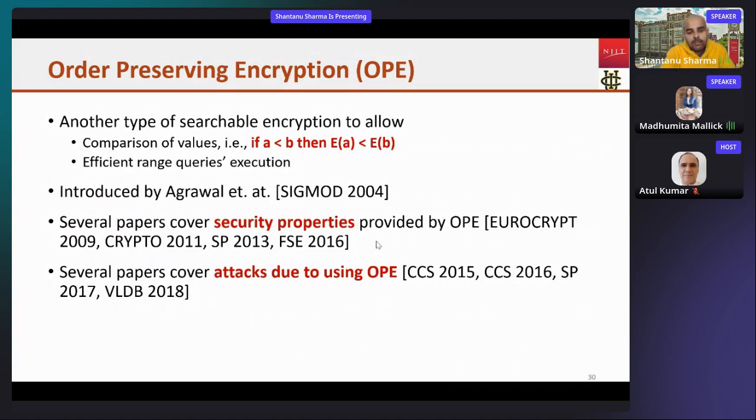Shantanu, hello. Hi. I think there is a question regarding searchable encryption. The question is: in searchable encryption, are there any recommended values for n and m? Are these fixed or can they vary based on the choice of encryption function?